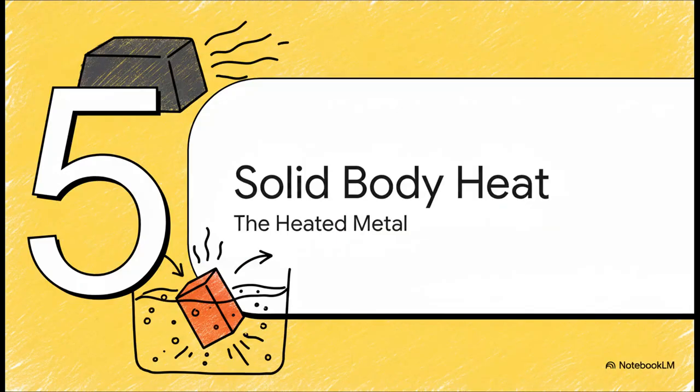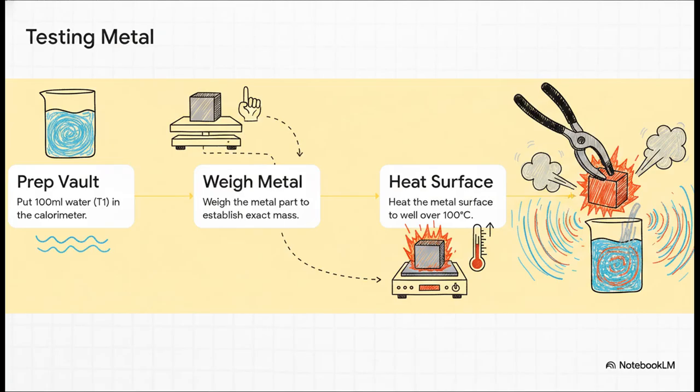That brings us to Section 5, Measuring Solid Body Heat. Experiment 3, the heated metal. For our final test, we're swapping liquids for solids to observe how a dense metal block releases its thermal payload. First up, we weigh our metal part to get its exact mass. Then we place it on a hot plate, but unlike the liquids, we crank the heat on this metal surface until it is well over 100 degrees Celsius.